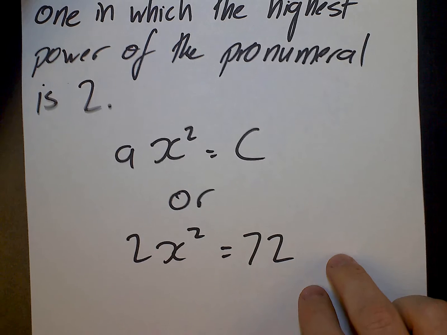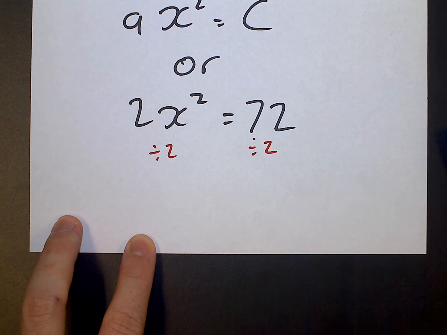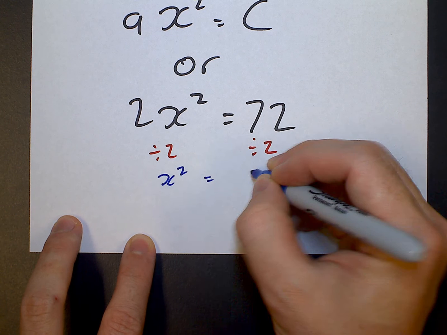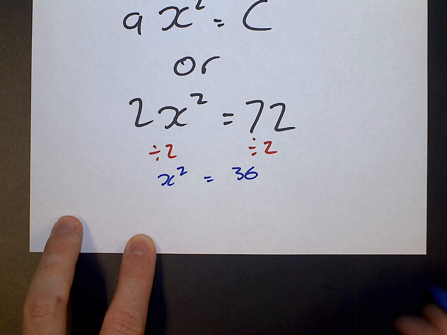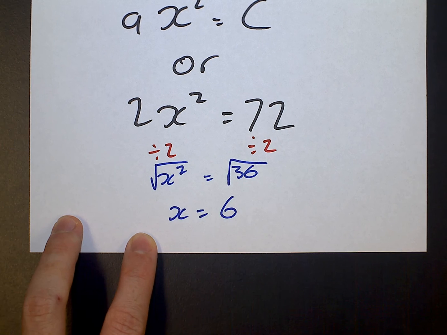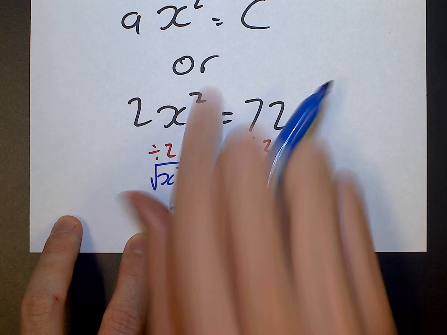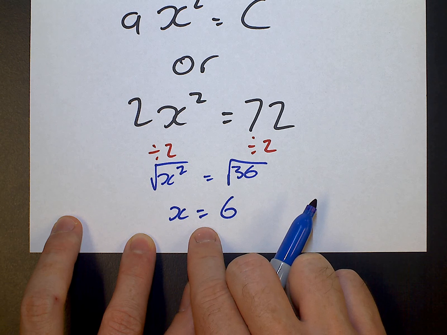So let's just quickly do that. Let's try and solve this quadratic. If we divide both sides by 2, we end up with x squared equals 36. And if we square root both sides, x equals 6. So therefore we're just finding our solution. We're just square rooting. But we have to get the x squared by itself before we can square root.